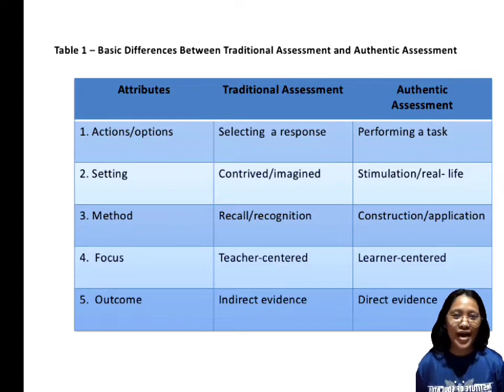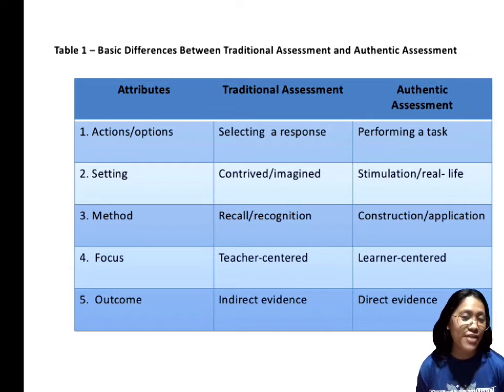Good day, everyone! To continue the discussion and to understand more the difference between authentic assessment and traditional assessment, take a look at the table. We have five attributes, which are the actions or options, setting, method, focus, and lastly, the outcome. Each attribute has a different concept in the two assessments.